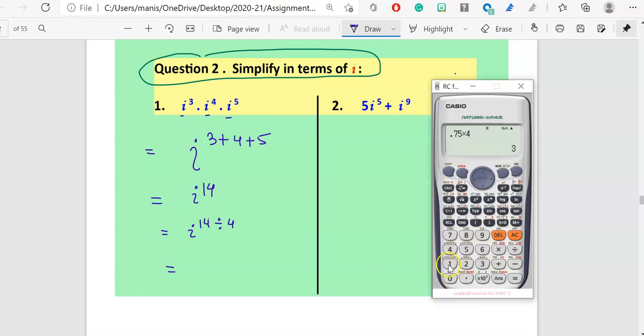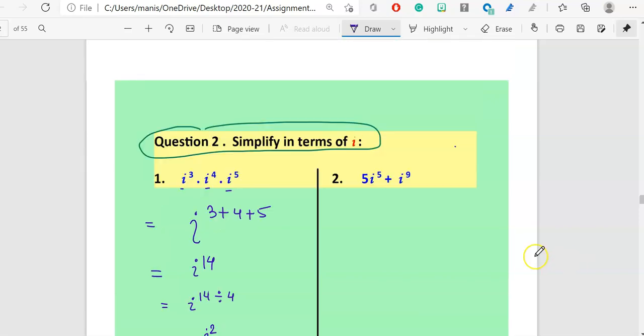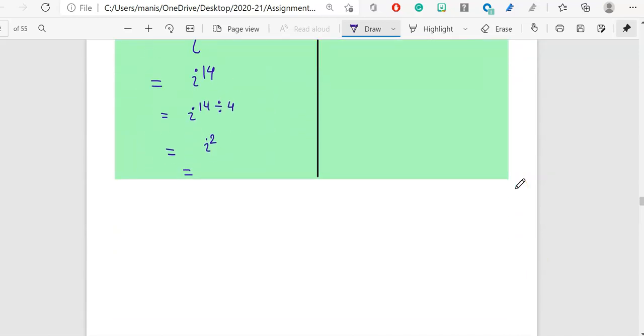If in case you are struggling, not to worry: 14 divided by 4 gives you what? 0.5, and you take your 0.5 and multiply by 4. I'm sorry, I just put a division sign; I need to multiply. The answer is 2, so our remainder is 2 over here. Now what is i squared? I didn't write it over here, but you can go back and check it. i squared is negative 1. So I'll write it over here as negative 1, and that's your answer.